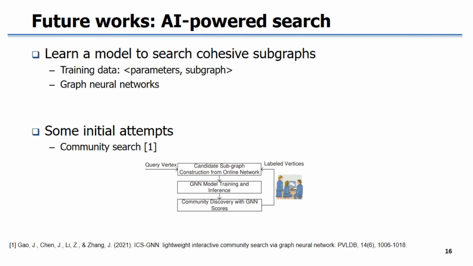An interesting future direction is to develop AI-powered cohesive subgraph search techniques. There are currently some initial studies on cohesive subgraph search over homogeneous graphs. In a recent study, a GNN model is applied to detect communities in the homogeneous network. So this problem has not been studied over HINs yet.